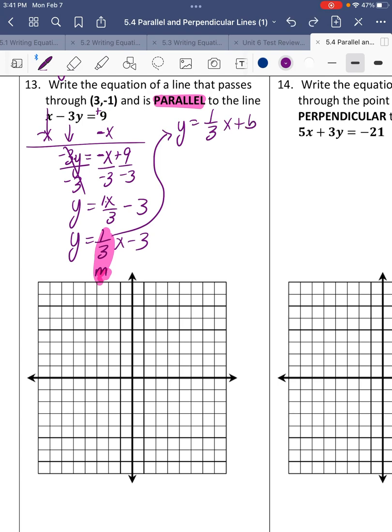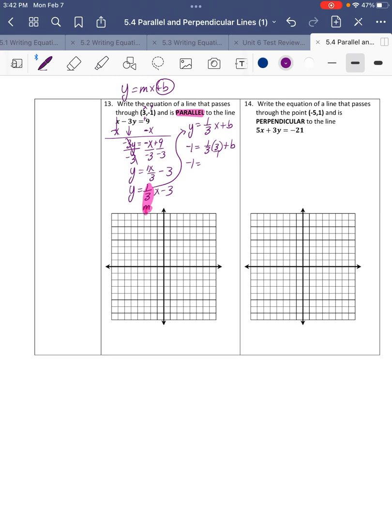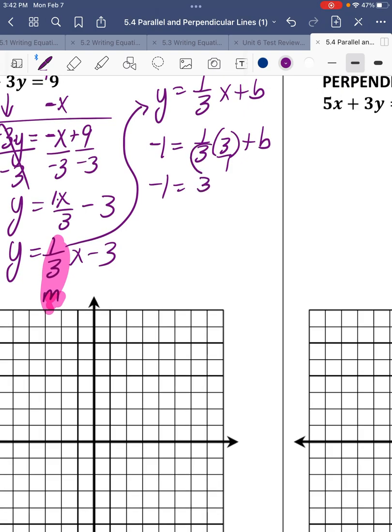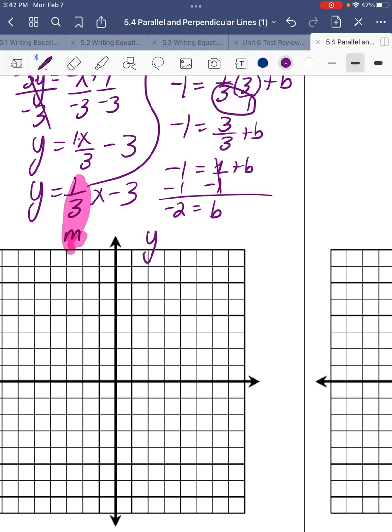So we're going to steal that slope. And we're going to take this coordinate 3, negative 1, and substitute our x and y in. So the y is negative 1, the x is 3. Put it over 1 to represent a fraction. So we multiply the numerators. 1 times 3 is 3. Multiply your denominators. 3 times 1 is 3. And then 3 divided by 3 is 1. And let's do this quick math. So we're going to subtract 1. And the b is going to equal negative 2. So our equation of a parallel line is y equals 1/3 x minus 2.